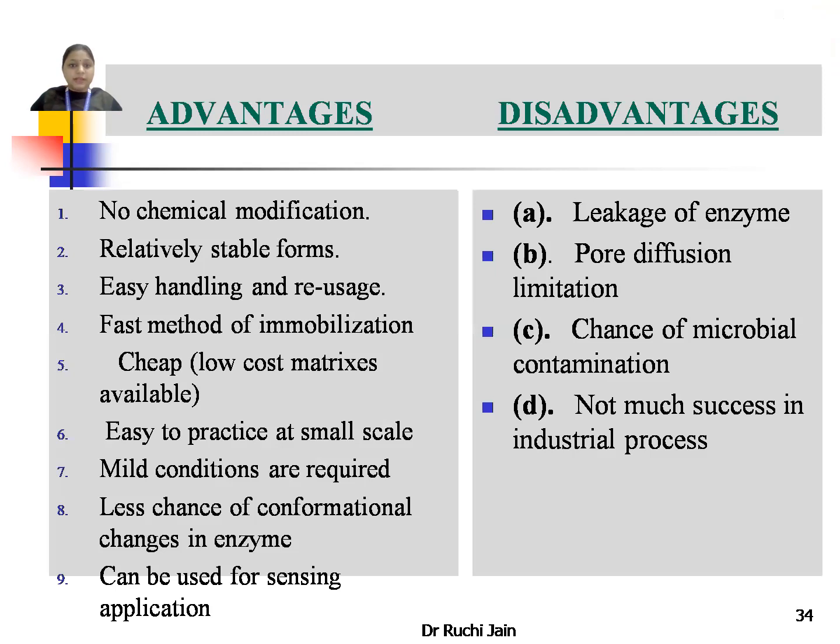Advantages are also there: there is no chemical modification in the entrapment type of method. It is a very stable form and we can easily handle and reuse the enzymes. It is cheap and we can practice this method on a small scale also. Mild conditions are required for enzyme entrapment. There is less chance of conformational change of the enzyme and it can be used in some sensors also.